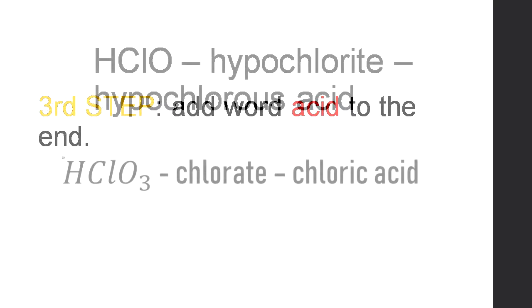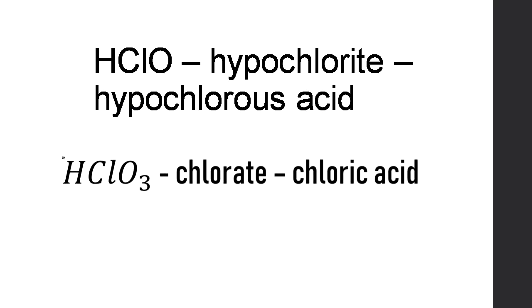Example: HClO, from hypochlorite, will be hypochlorous acid. HClO3, from chlorate, will become chloric acid.